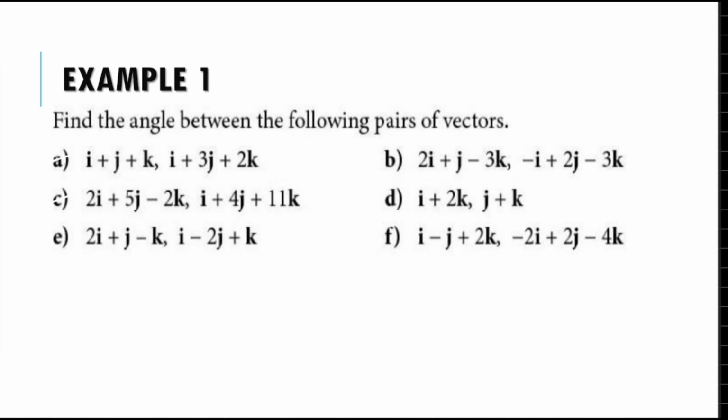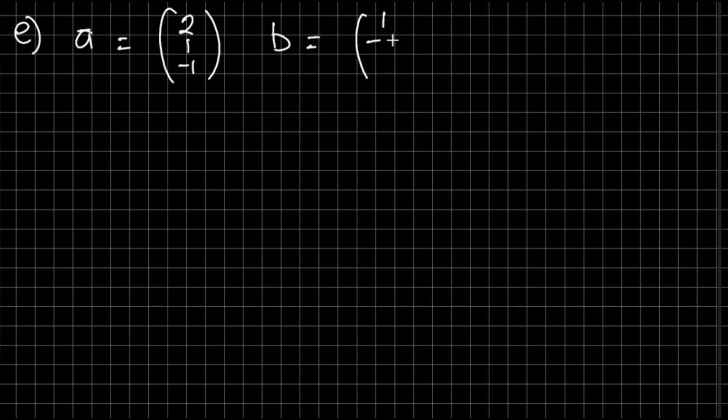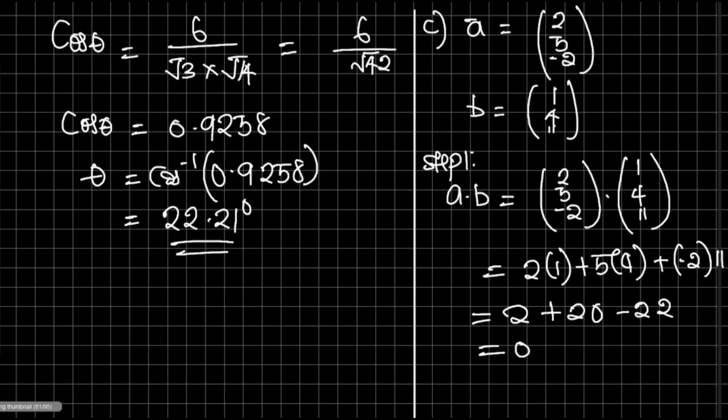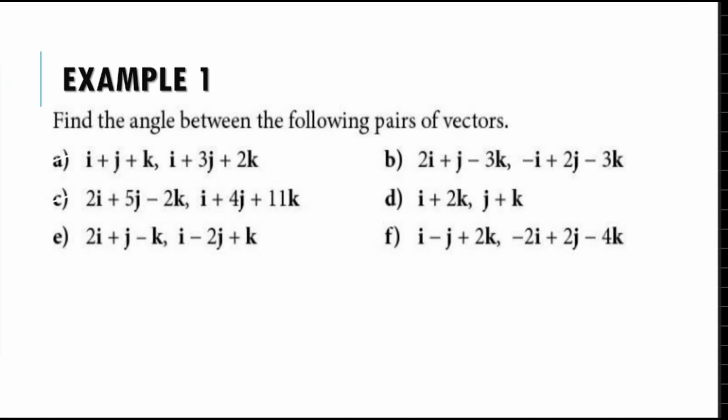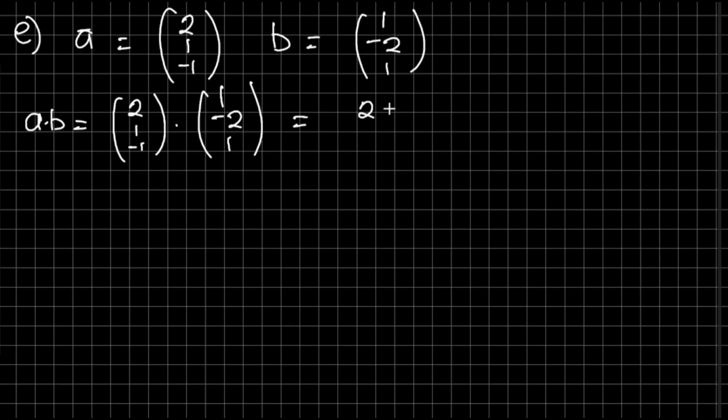And E, 2 1 minus 1. So we have A equals 2 1 minus 1, and B equals 1 minus 2 1. So let's check. Alright, so follow our step. Compute A dot B, which is 2 1 minus 1 dot 1 minus 2 1. Okay, and that will be 2 minus 2 minus 1, which is minus 1.